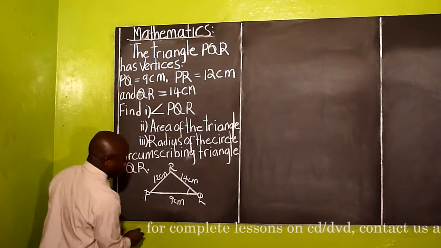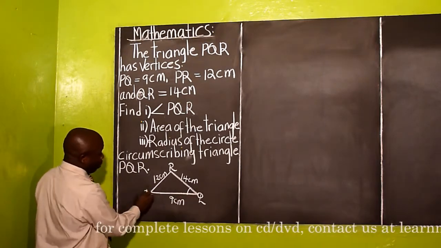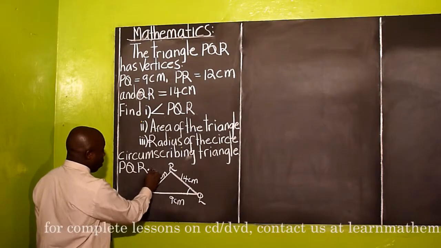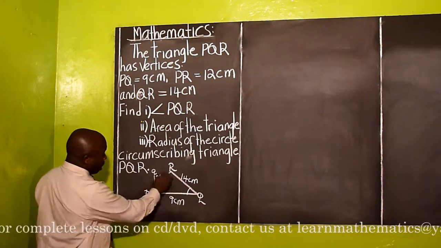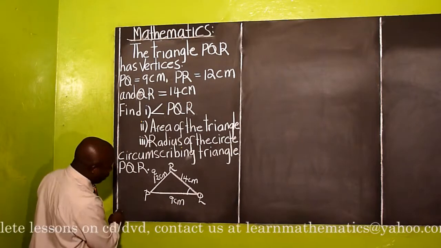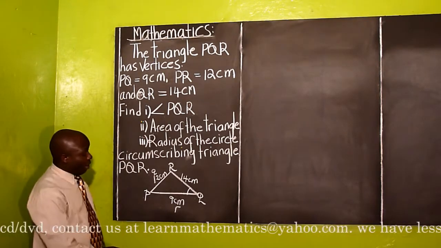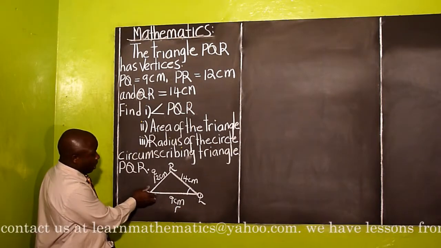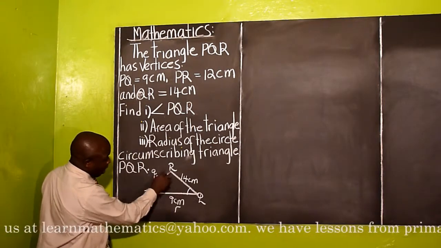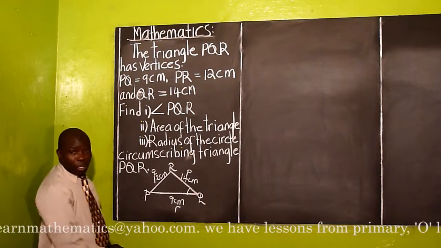Now look at this capital 2. There is a side facing it which is PR, and that is now smaller 2. Look at this capital R. There is a side facing it which is P2, and now that one becomes the small r. Look at the capital P. There is a side facing it which is 2R, now that one becomes the smaller p.